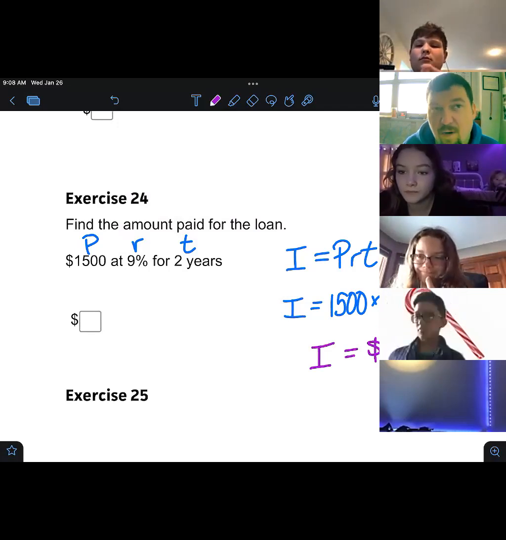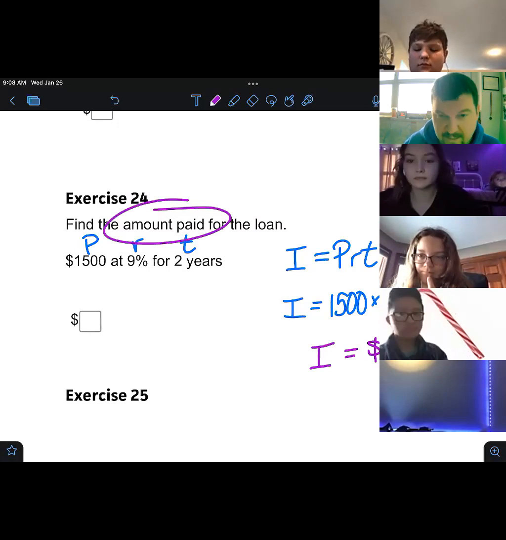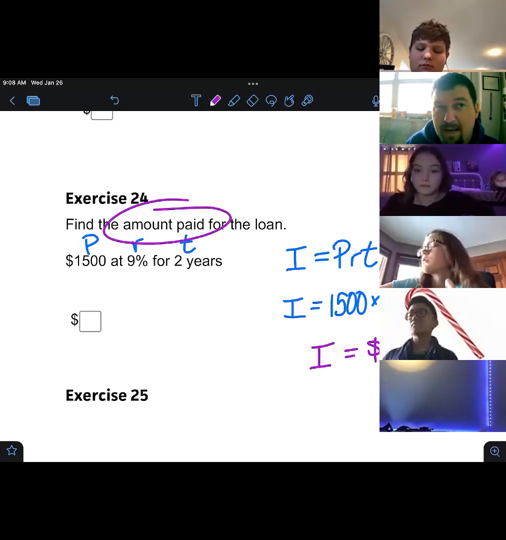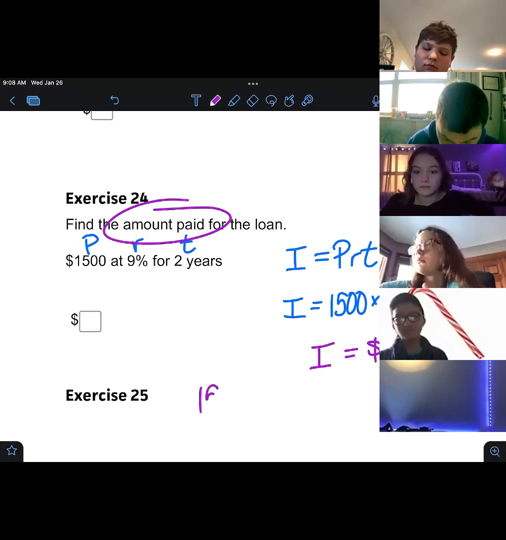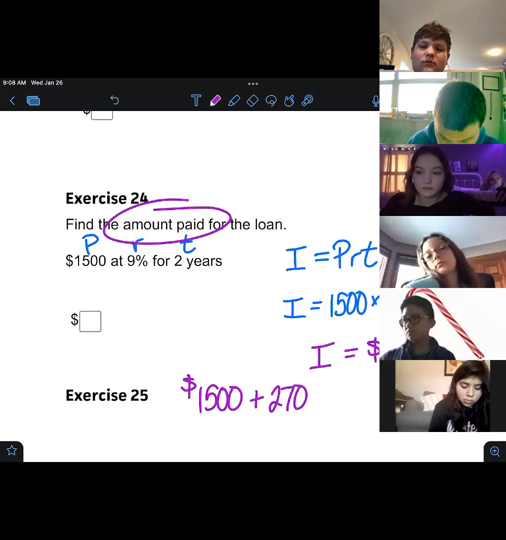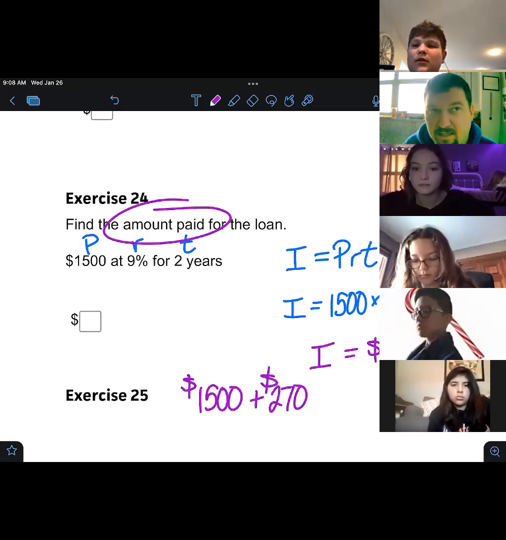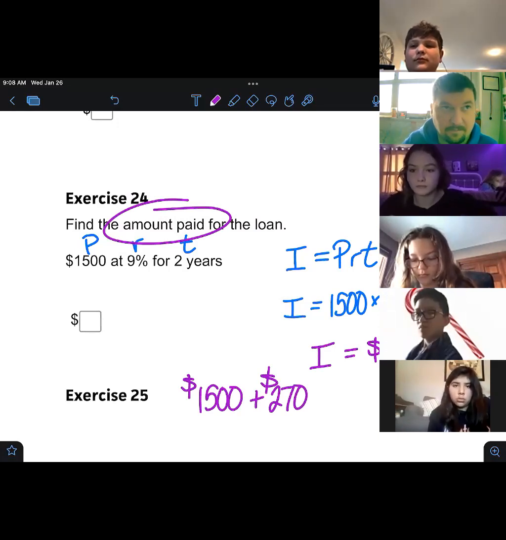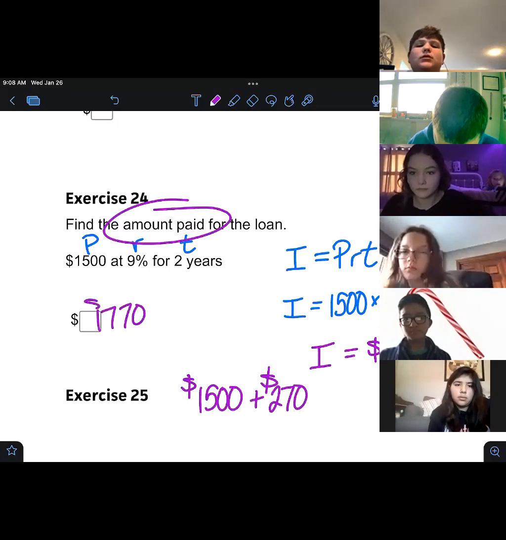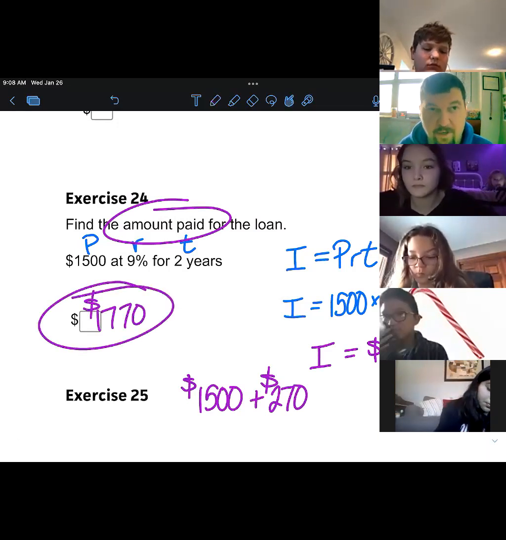Now, unlike the other problems, there's not a box for us to put our interest. They just want us to tell them what the amount paid is. So just like before, if you want to know how much you're going to pay back on this loan, take the principal, add on the interest, and what's this loan going to cost us at 9% at 2 years? What's the total cost of the loan going to be? $1,707. Yep. That's really all we're doing on yesterday's homework.